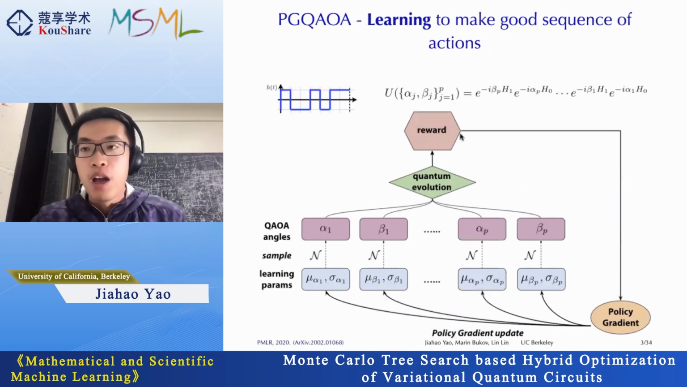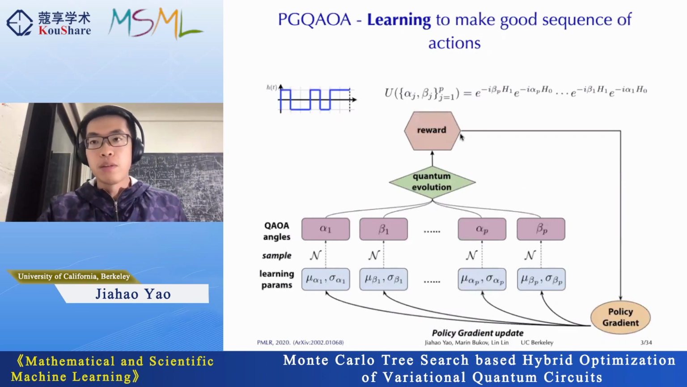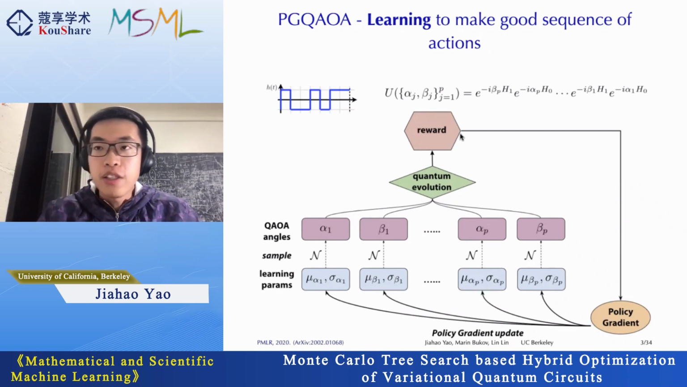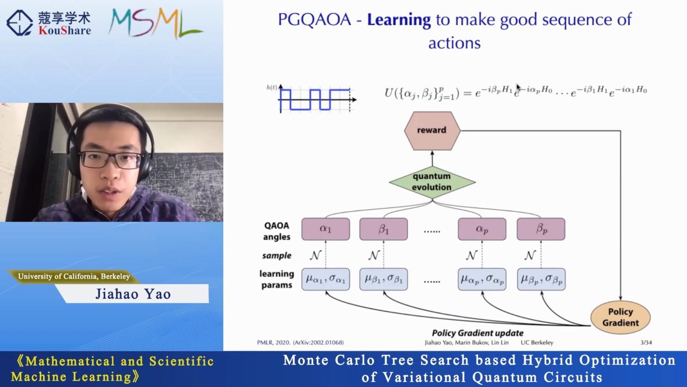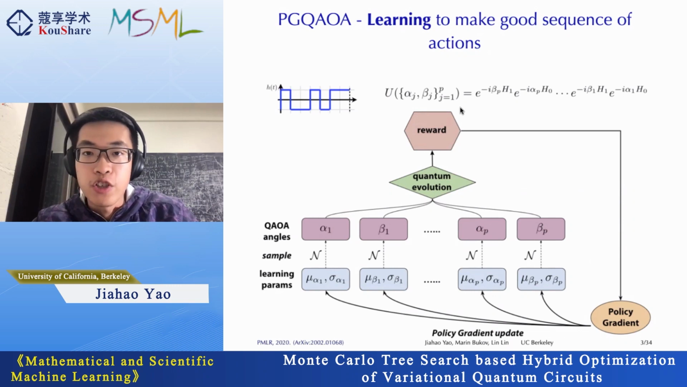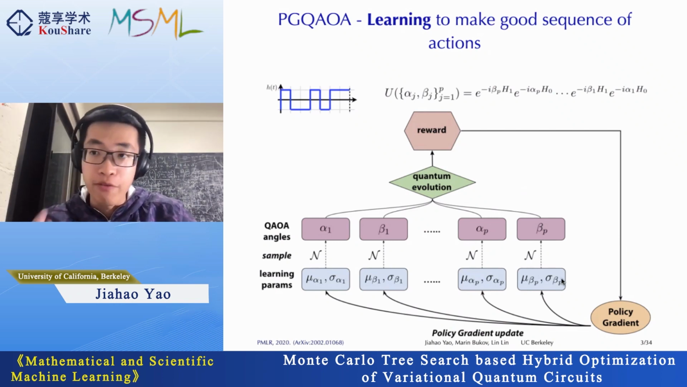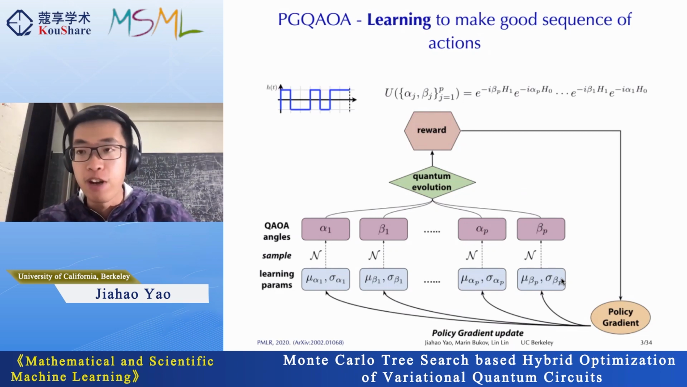The first work along this line is called PGQAOA, the policy gradient-based QAOA algorithm. It tries to learn a good sequence of actions. The ansatz of the problem is shown here. It's the original QAOA ansatz, and the difference is that we parameterize the parameters alpha and beta using a policy network. The policy, as shown in the figure, can be a very simple policy, a Gaussian policy.